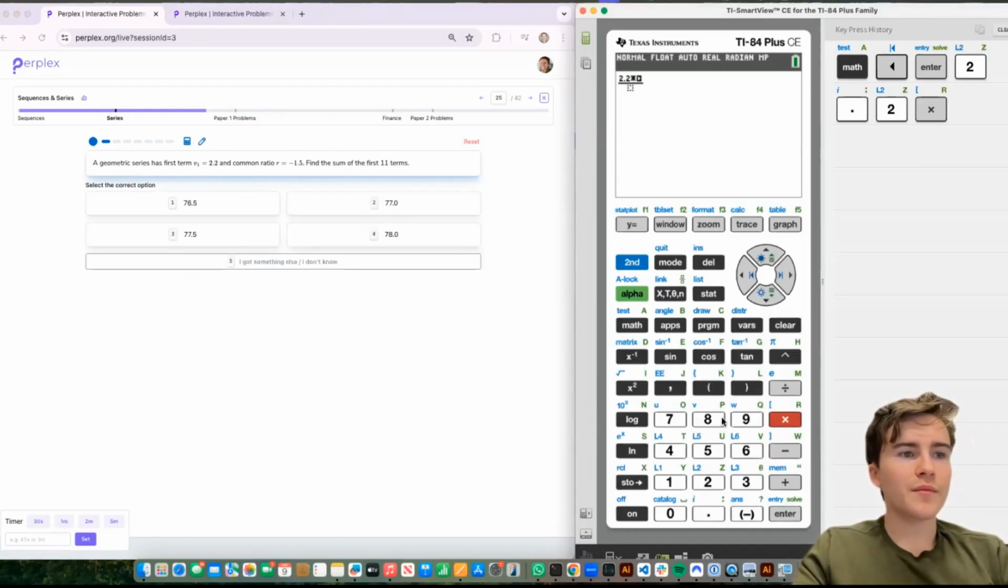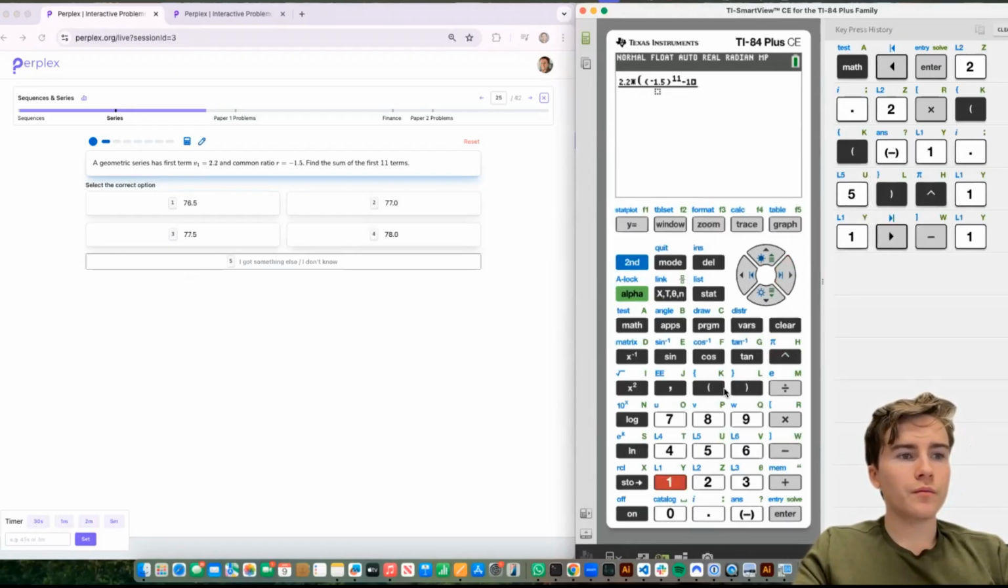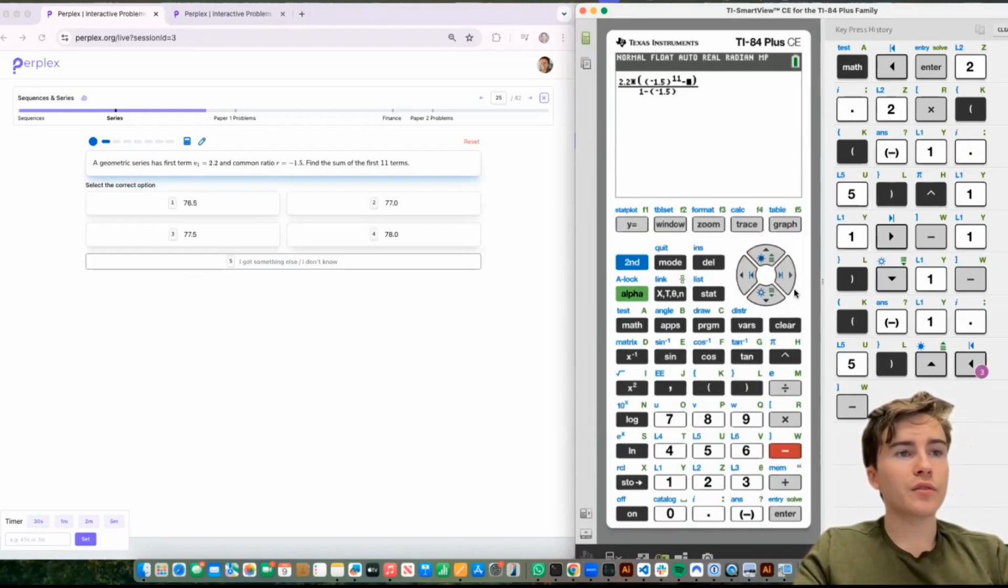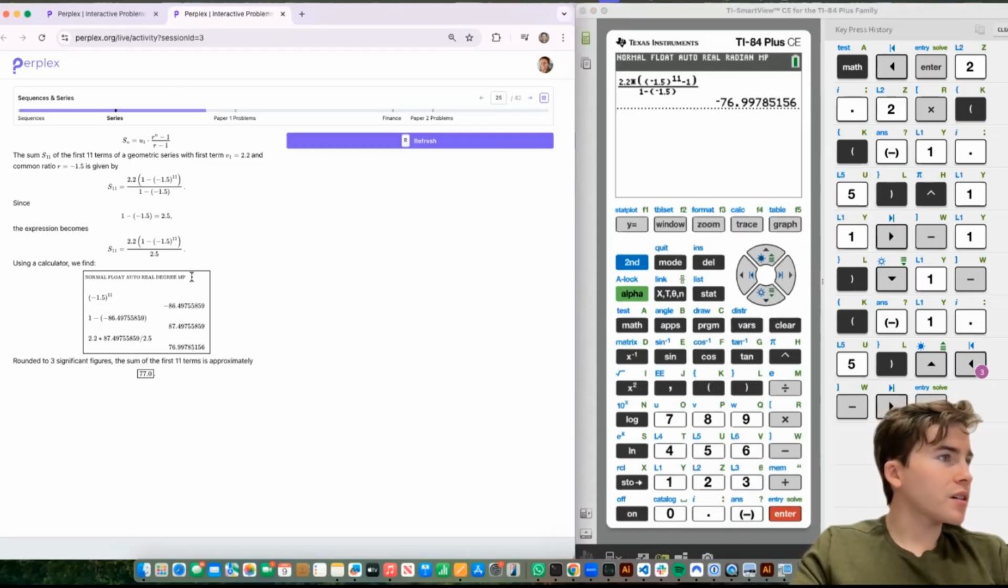2.2 times, and in brackets, I had another bracket, negative 1.5 to the power of 11 minus 1. And in the denominator, I had 1 minus 1.5. I just want to make sure that I used the right minus sign here. I used this. Yeah, perfect. And that should give me negative 76.99. So if I round that, I should be getting a negative number. Why did I get positive?